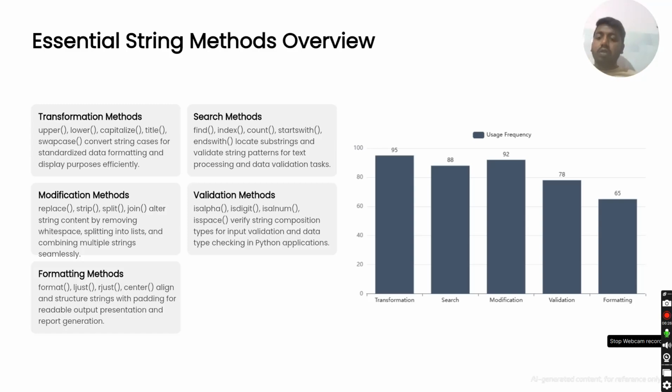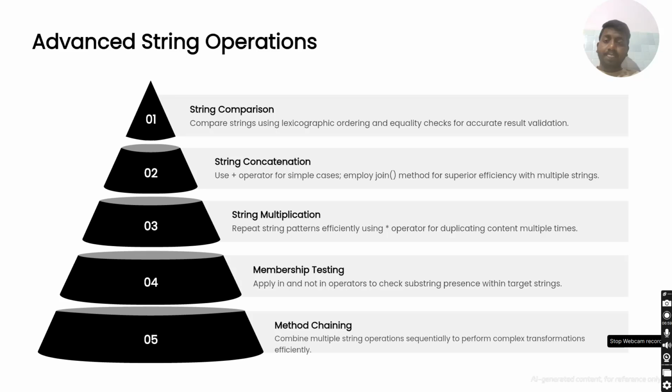Modification methods include replace, strip, split, and join, which alter a string by removing white space, splitting into lists, and combining multiple strings seamlessly. Validation methods are isalpha, isalnum, isdigit, and isspace. These return boolean values, which are true or false. Formatting methods are format, ljust, rjust, and center, which align and structure strings with padding for readable output presentation and report generation. These are essential string methods.